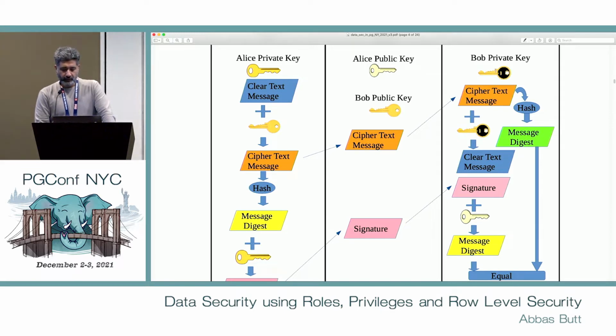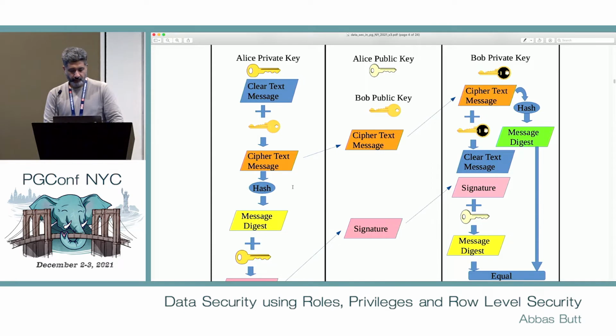Bob can decrypt this ciphertext, the encrypted message, using his private key, right? So there is no problem of sharing the keys. This part makes sure that only Bob can read the message.